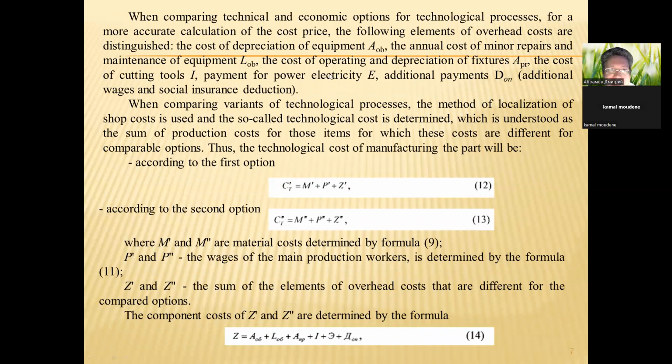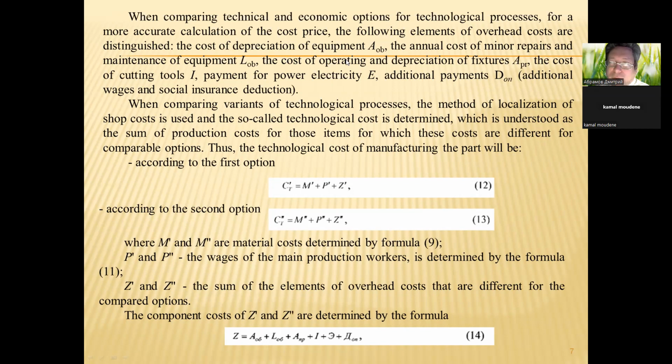When comparing technical and economic options for technological processes, for a more accurate calculation of the cost price, the following elements of overhead costs are distinguished. The cost of depreciation of equipment, A suffix OB.